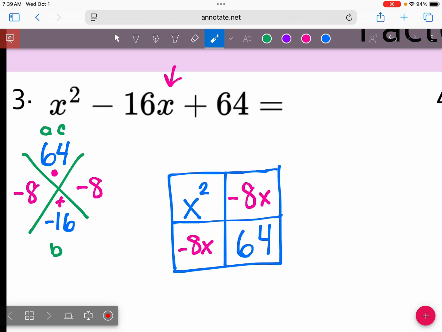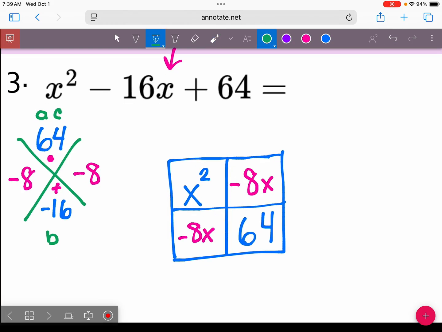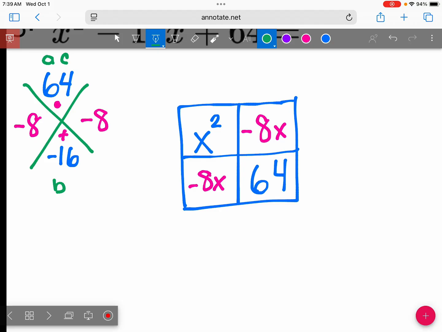When we pull our factors in columns and rows, what are we going to get? What are our factors that we're getting here? What's shared between x squared and minus 8x? What do they have in common? Just an x. Absolutely right. What's shared between minus 8x and 64? Negative 8.